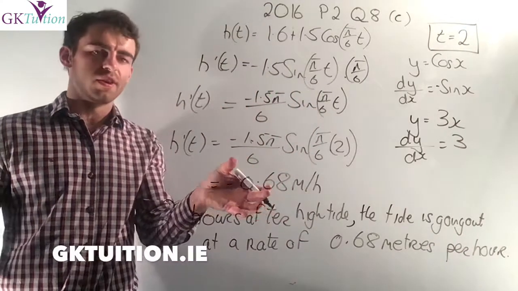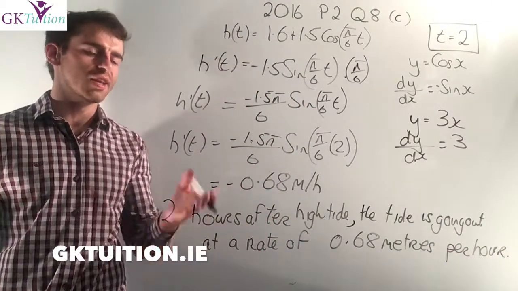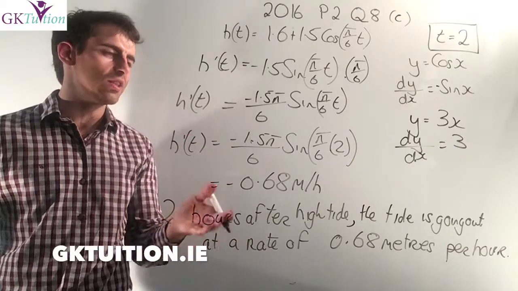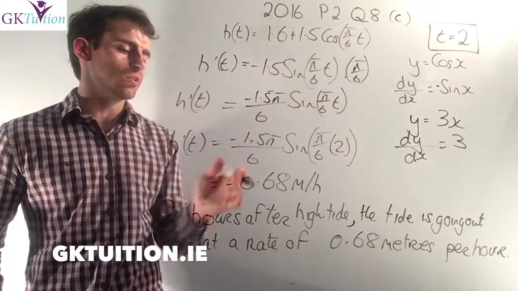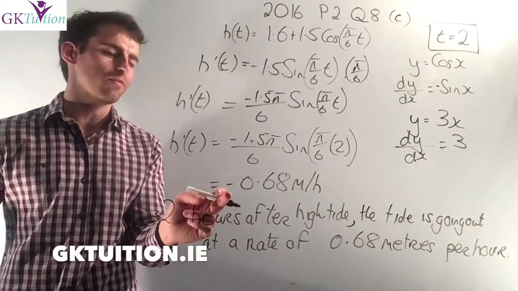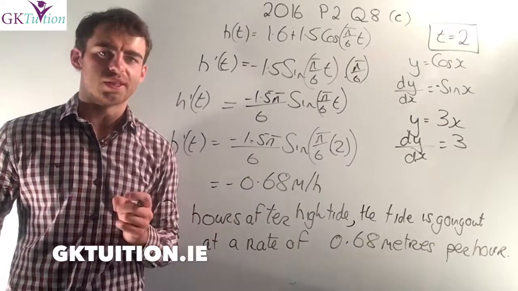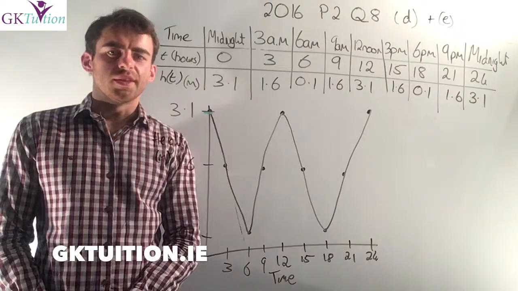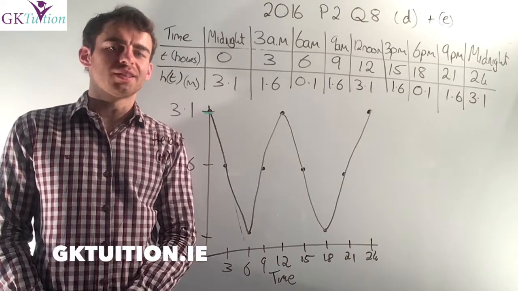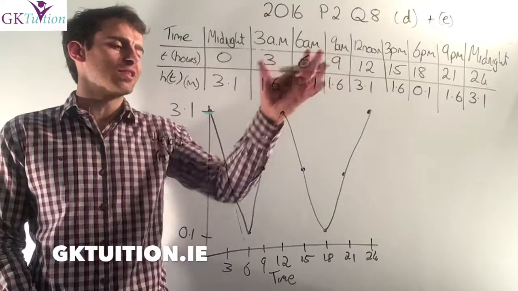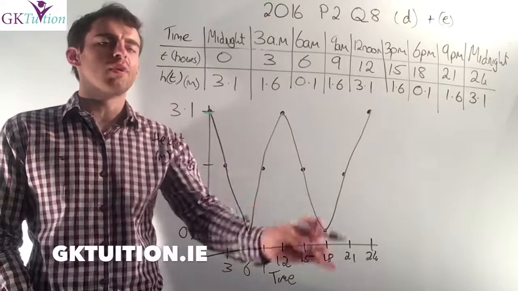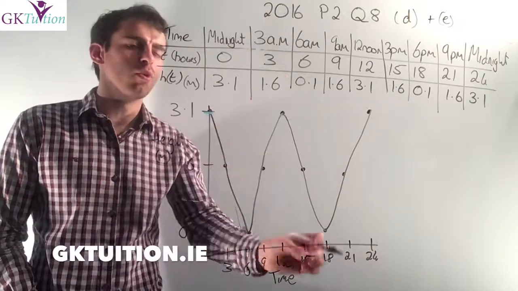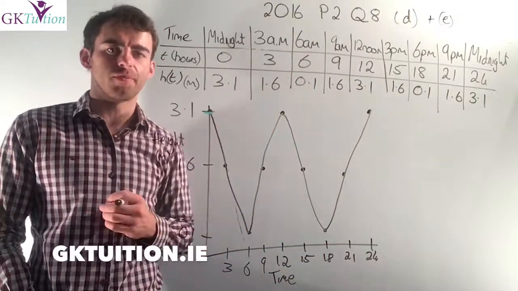So if you can conclude your question like this, it makes it very obvious to the examiner. You know exactly what t equals 2 means, you know exactly what the negative means, you know exactly what the 0.68 means. Okay, so in part D of this question, we're asked to use the function to construct a table and a diagram to represent the behavior of the water in the port over a 24-hour period.